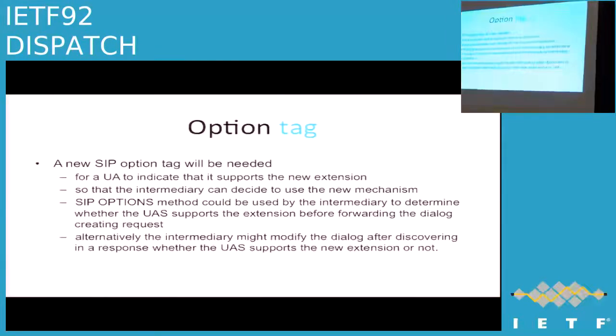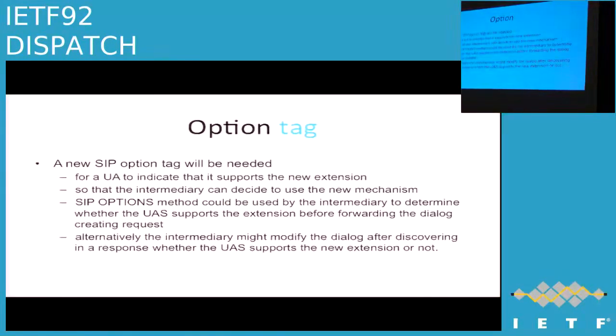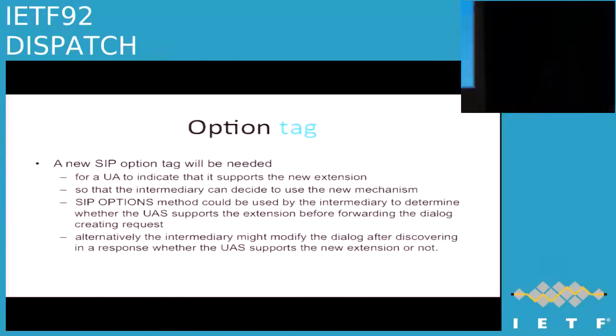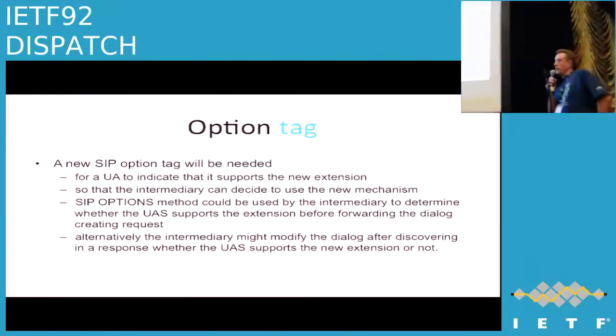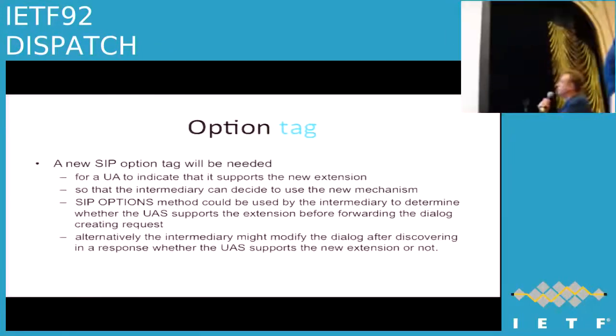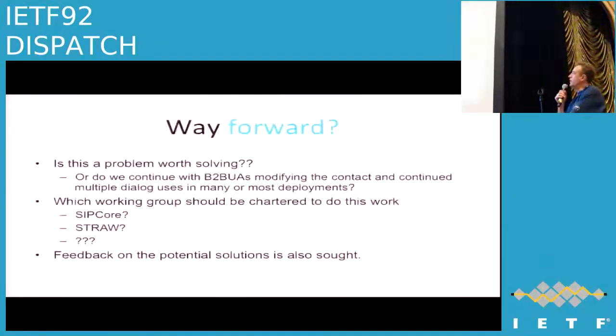And I think the last slide is coming up. So the question for dispatch is, is this a problem worth solving? Or do we continue with what looks likely, that back-to-back UAs modify the contact and continued multiple dialogue usage will take place in many or even most real deployments? If we do decide we want to solve this problem, which working group would be appropriate for it? SIP core, STRAW, something else? And then obviously I'll take feedback on the potential solutions, and if people have other suggestions, I'd be interested in hearing about those as well.